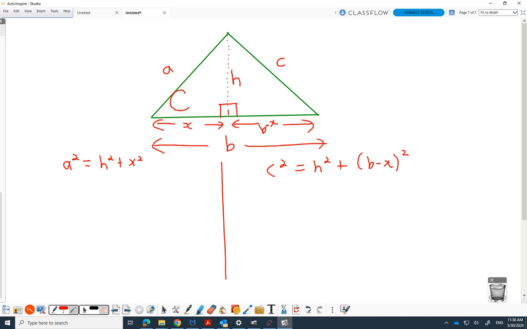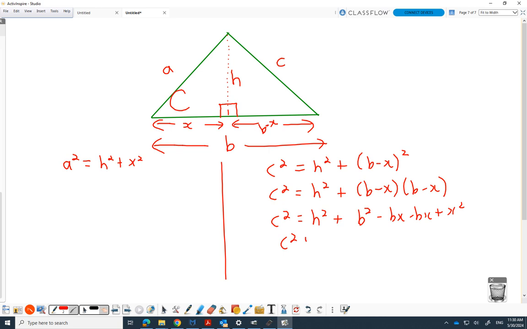And then somebody said, well, I guess you could expand out these brackets. Unconvinced that that would help. They did the FOIL over there. You know how to FOIL. So I get this big mess. C squared, now brace yourself. C squared equals h squared plus b squared minus 2bx plus x squared.